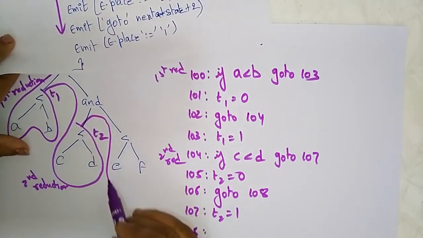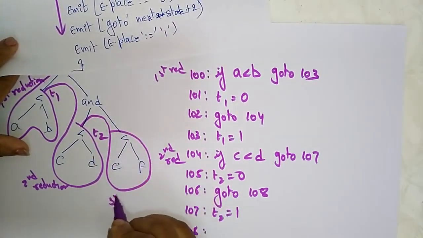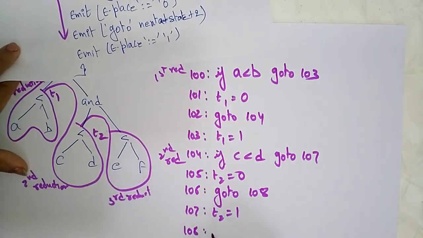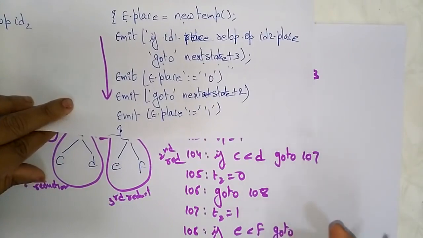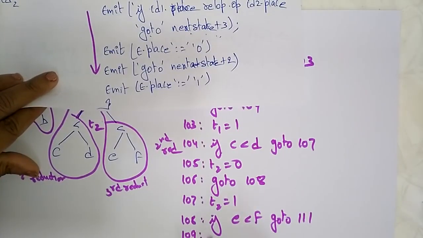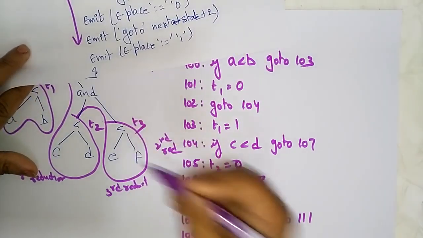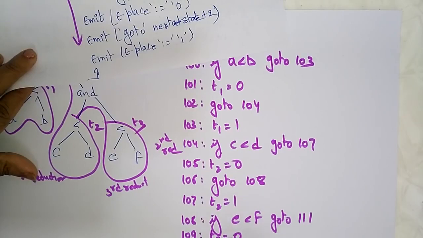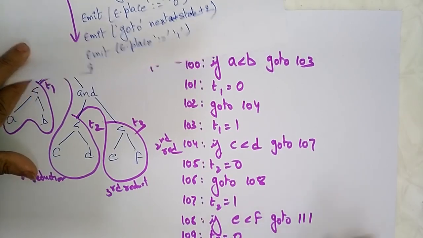Now, coming to the third reduction. The third reduction is a relational operator, E less than F. If E less than F, go to plus 3 according to 108, which gives 109, 110, 111. At 109, take the temporary variable T3. T3 is equal to 0. 110 is go to plus 2, 112.